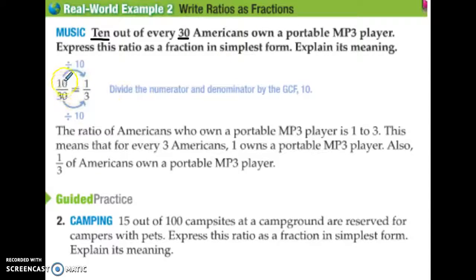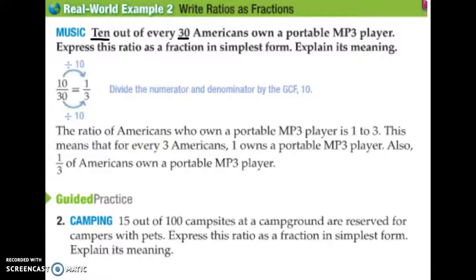So 10 and 30, well, they can both be divided by 10. 10 divided by 10 is 1. 30 divided by 10 is 3. So I have 1/3 or a 1 to 3 ratio. And again, what this means is, 1 out of every 3 Americans owns an MP3 player. Or I could say 1/3 of all Americans own an MP3 player. A couple ways to express it verbally, or what these fractions actually represent.